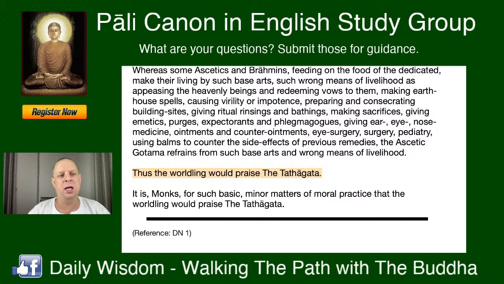And then at the end here, he says, it is, monks, for such basic minor matters of moral practice that the worldling would praise the Tathagata. So he's not seeing this as like he's so high above everybody else. He's seeing this as just a basic minor moral practice that if I'm going to feed on the food of the dedicated, if I'm going to accept donations from a community of people who are interested in getting to enlightenment, then I'm going to also be dedicated to helping them get to enlightenment. And to him, this is a very basic minor matter of letting go of any worldly pursuits of a career and choosing to dedicate his time, effort, energy, and resources to helping people get to enlightenment. And this is what a Buddha is going to do.